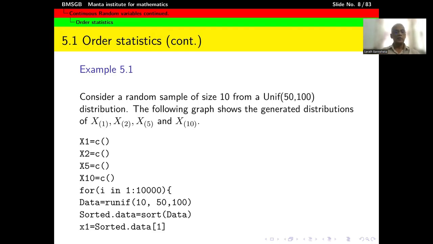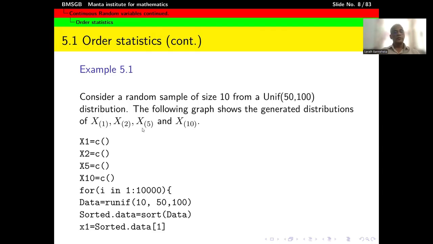Then I will have 10,000 possible values for the first order statistic. I'll have 10,000 possible values for the second order statistic. I'll have 10,000 observed values for the fifth order statistic, and similarly 10,000 values for the largest, or the maximum.